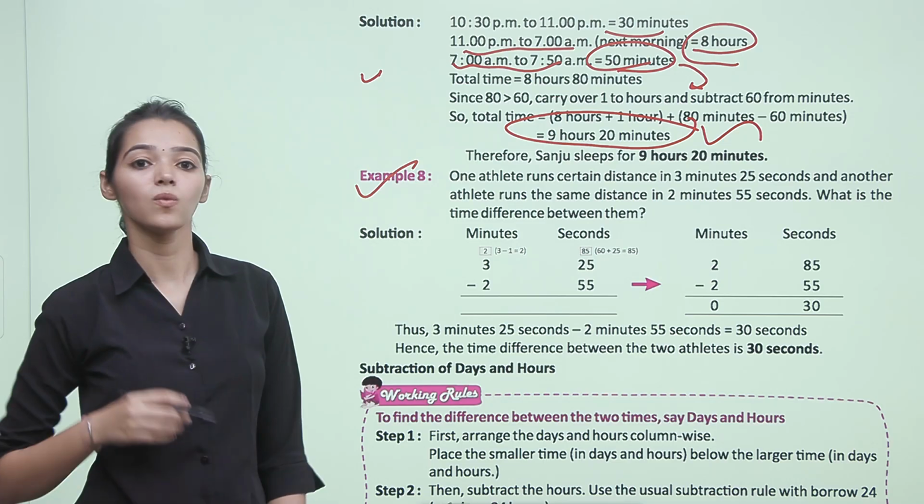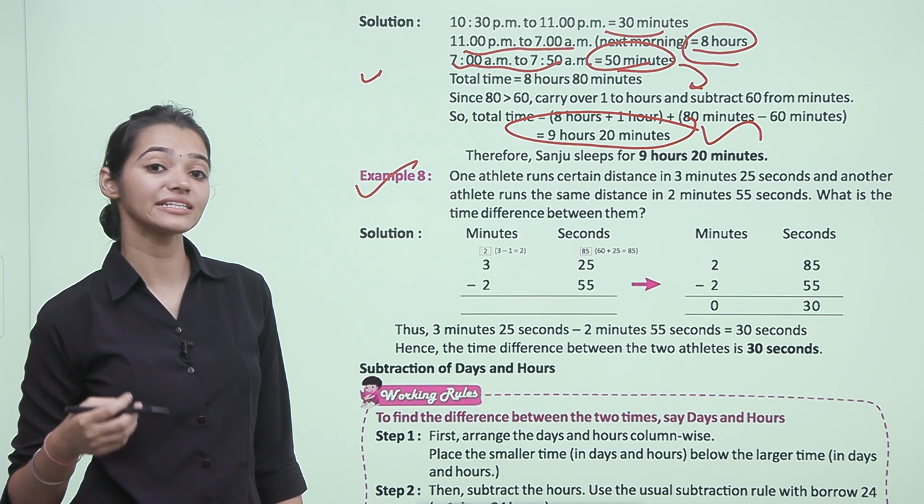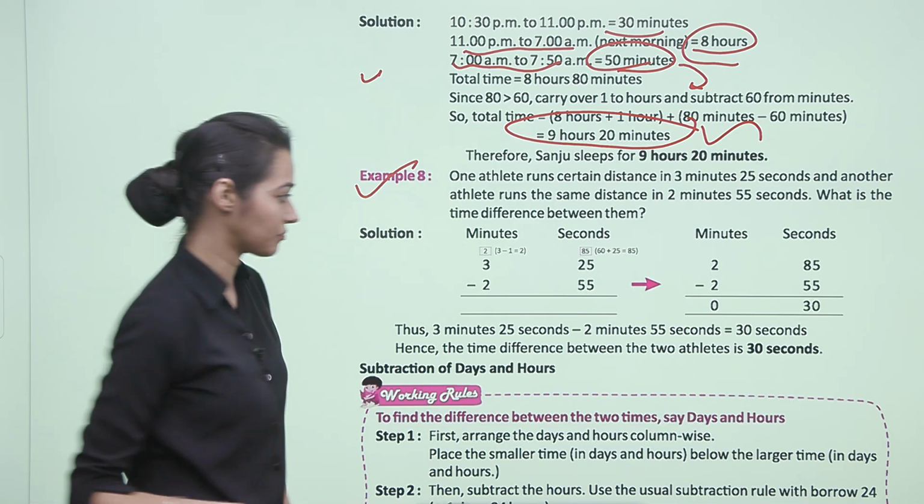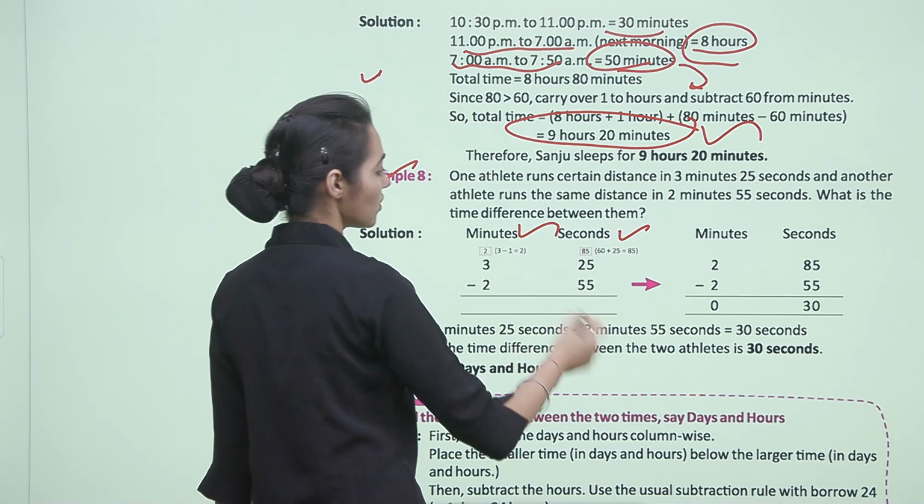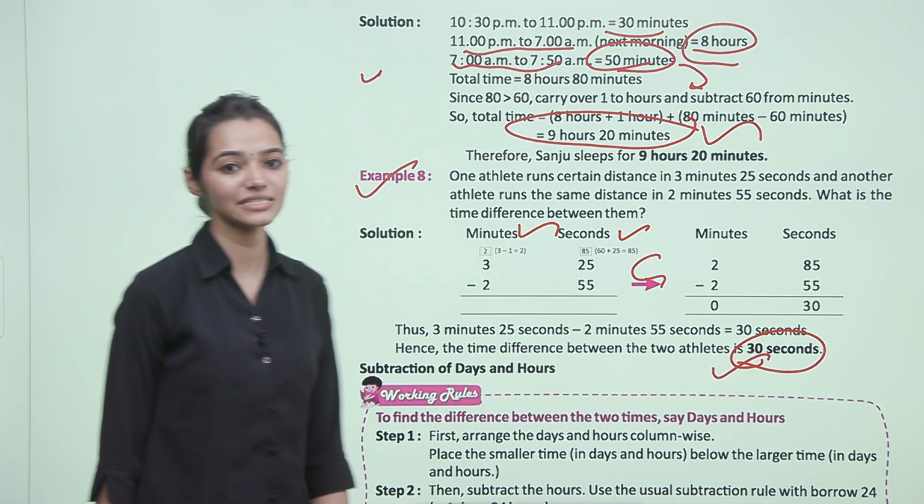In the next one, an athlete runs a certain distance in 3 minutes 25 seconds and another athlete runs the same distance in 2 minutes 55 seconds. What is the time difference between them? Here is the minute column, here is the second column. After subtracting, the difference between both the athletes is 30 seconds.